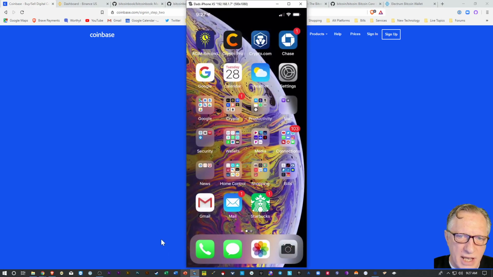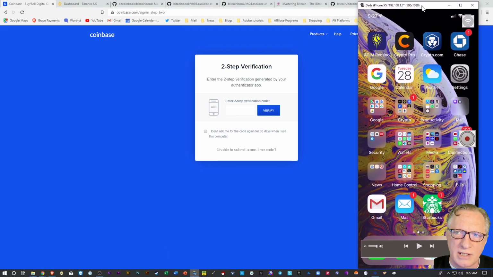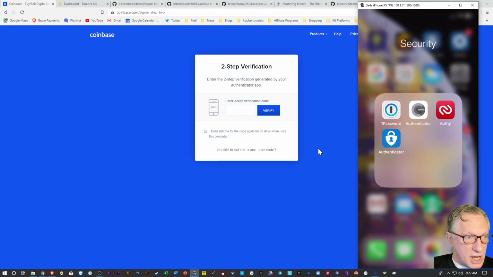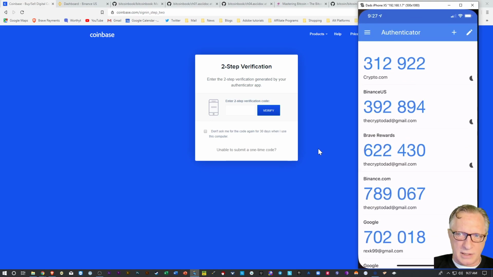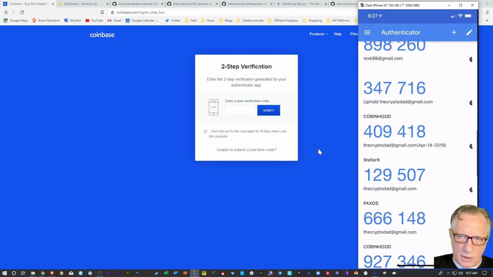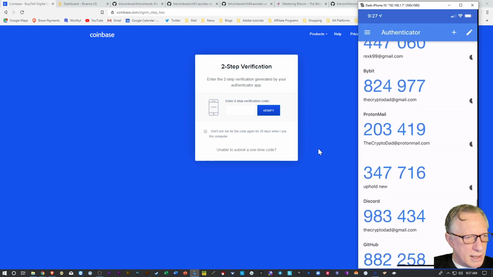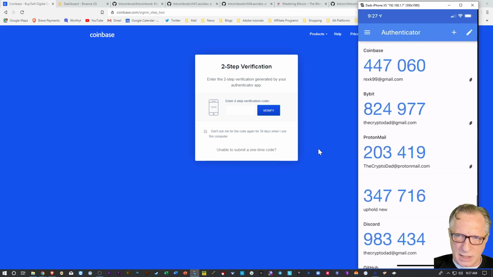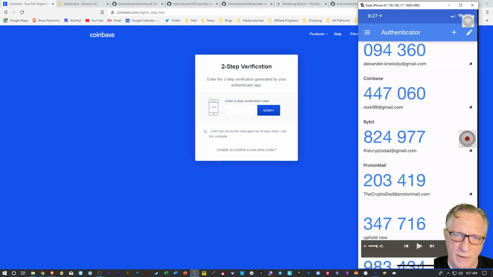Now, I've set up two-factor authentication on this account, which means that I have a special code that I need to enter that changes frequently, every few seconds, right? And this code is my defense against hackers, right? So let's see, where are we here? There's Coinbase, 447060.